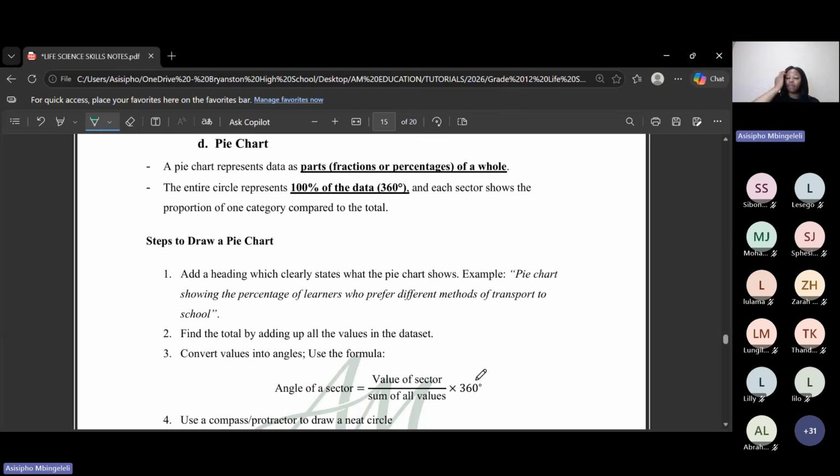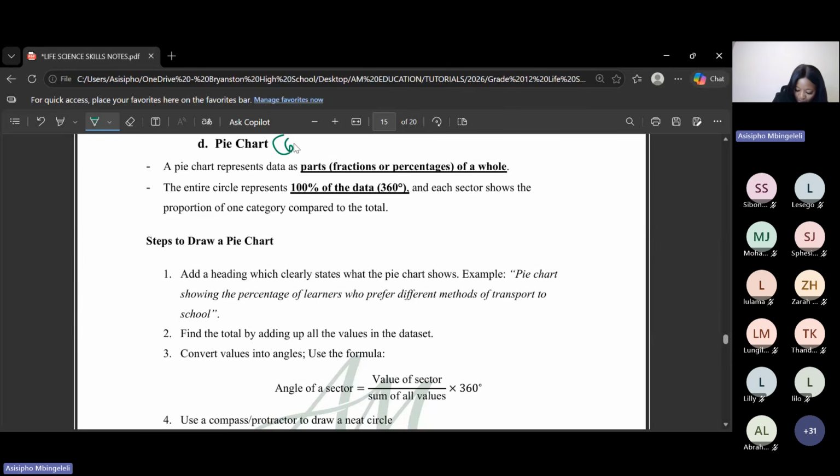What are we doing here? You will be given data. And normally this data is in percentages. Sometimes it's not. You need to follow specific steps when you are drawing a pie chart. Please make a note. A pie chart will also be 6 marks.